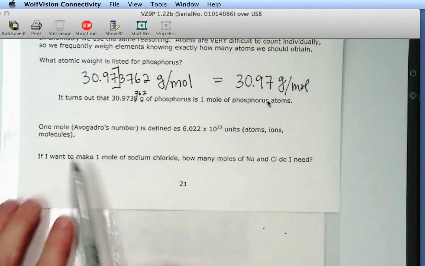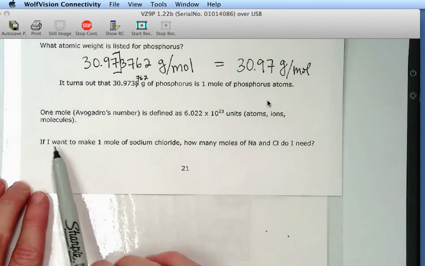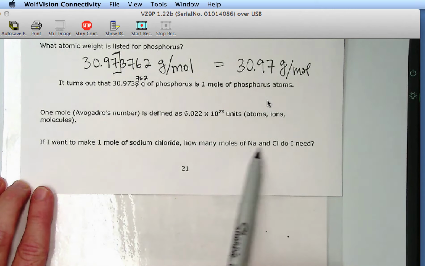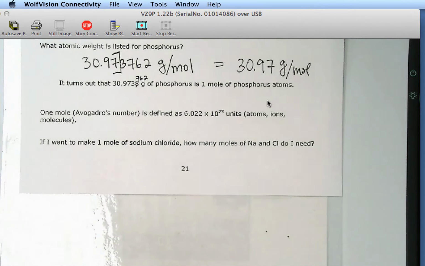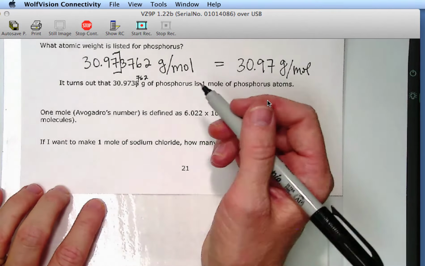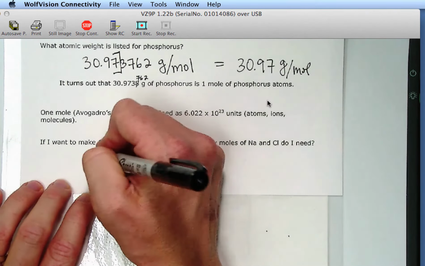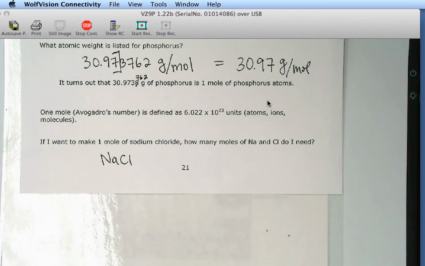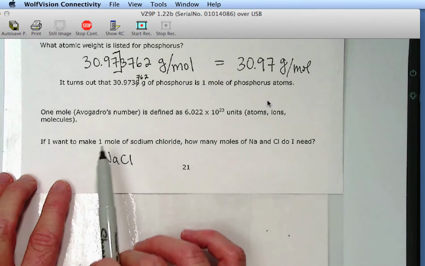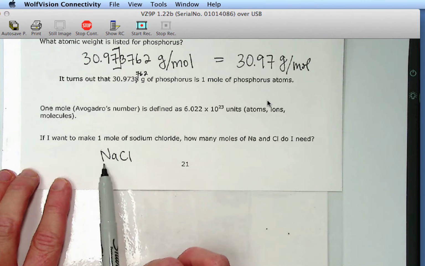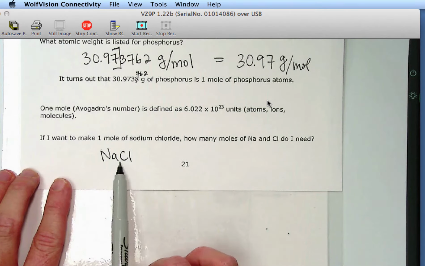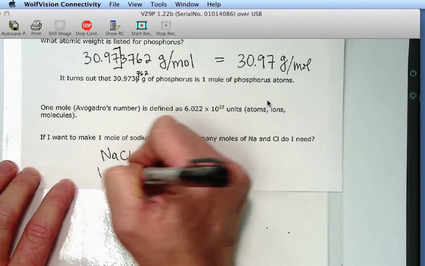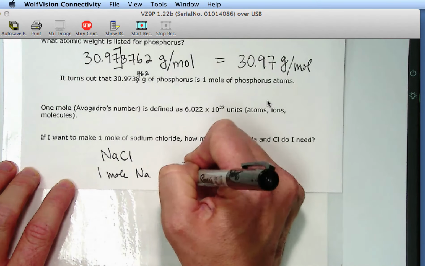I have this question for you at the bottom of page 21. If I want to make 1 mole of sodium chloride, how many moles of sodium and chloride do I need? What's the formula for sodium chloride? NaCl. Right. So these subscripts are the molar ratios. So I would need 1 mole of sodium, 1 mole of chloride.